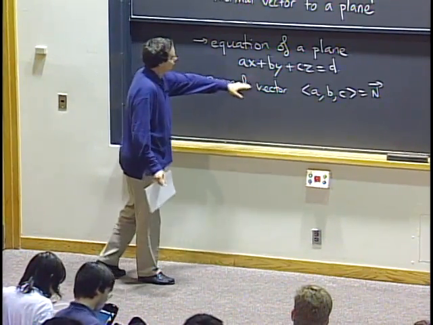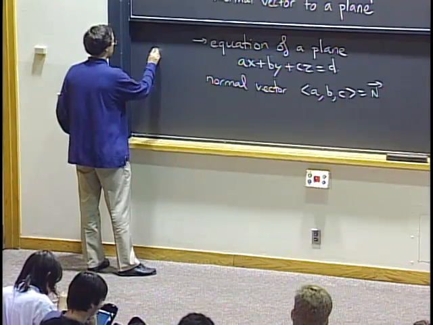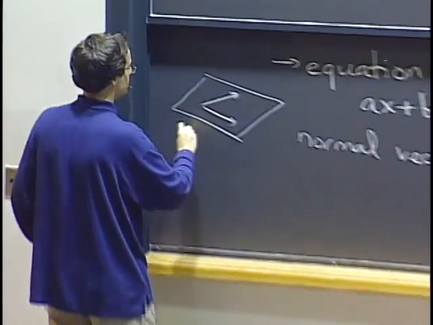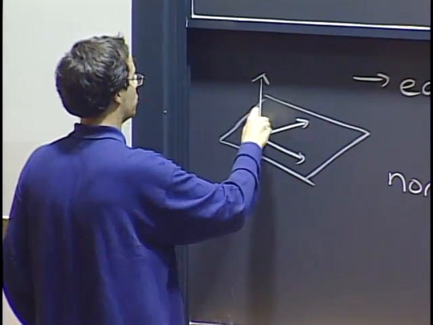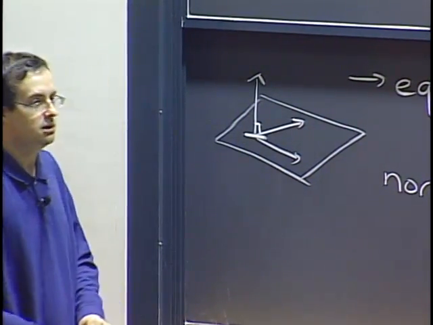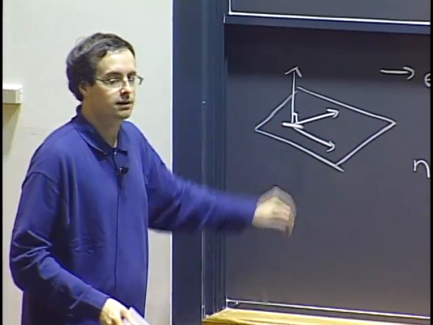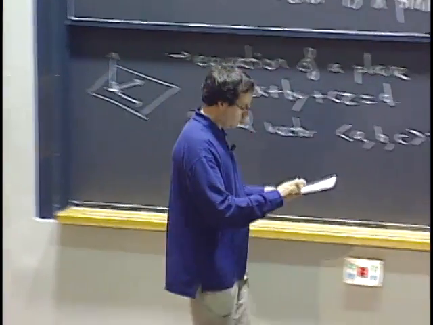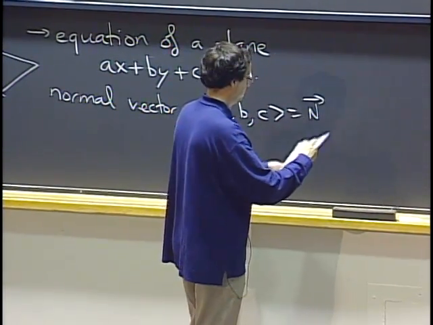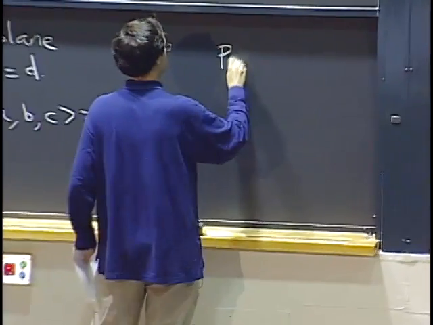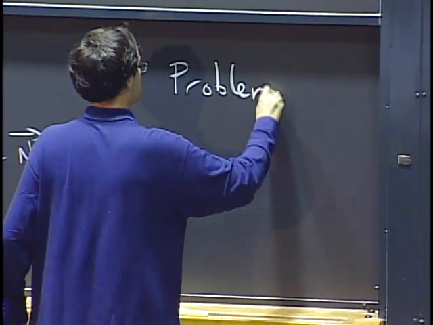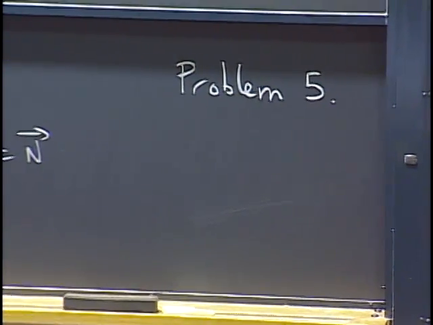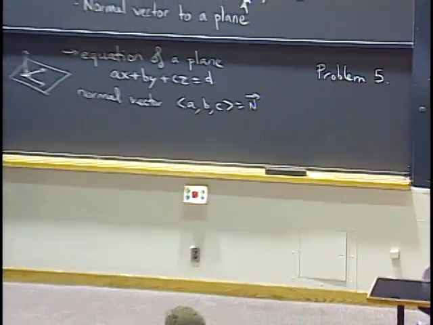So to find a normal vector to a plane, typically, what we'll do is we'll take two vectors that lie in the plane, and we'll take their cross product. And their cross product will automatically be perpendicular to both of them. We are going to see an example of that when we look at problem 5 on practice 1a. I think we'll try to do that one.